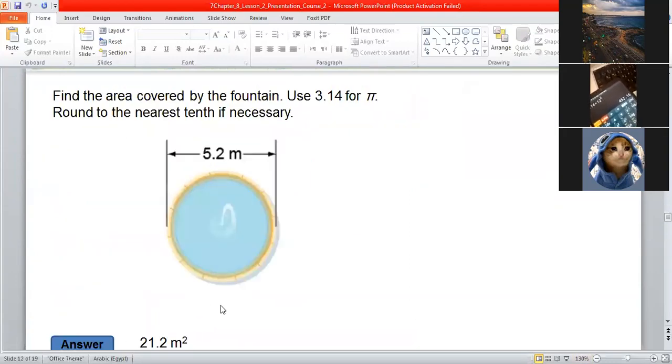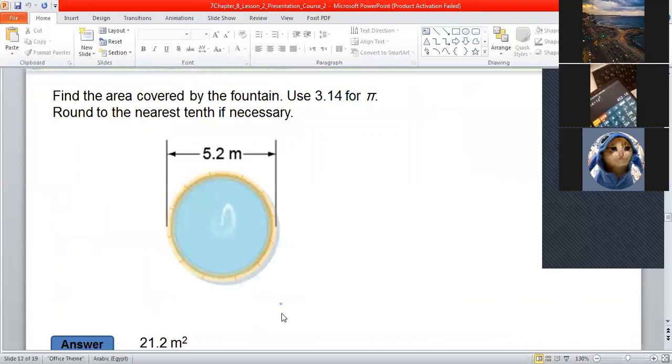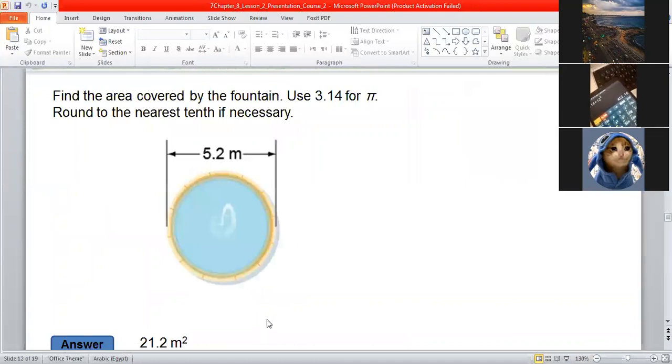I need you to tell me the method to solve this. Read the example first, and after that, tell me how I can solve it. Find the area covered by the fountain. Use 3.14 for pi, and round to the nearest tenth if necessary. Again, Muhammad, read the question step by step.